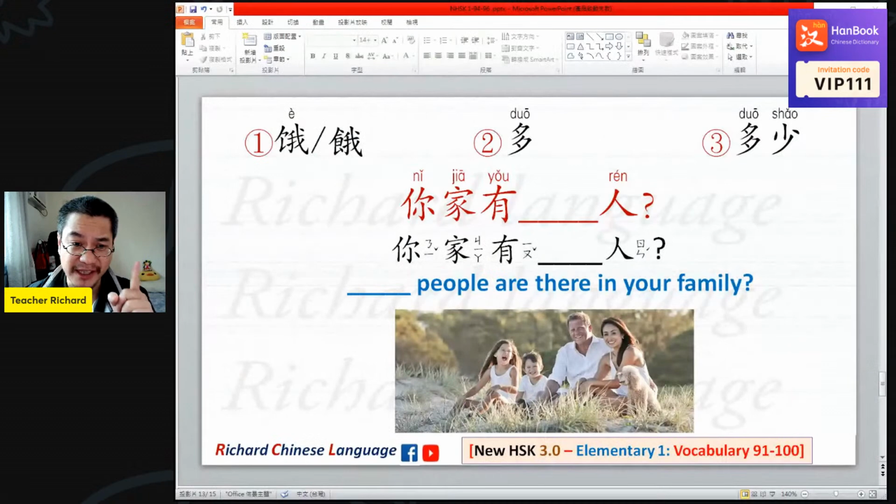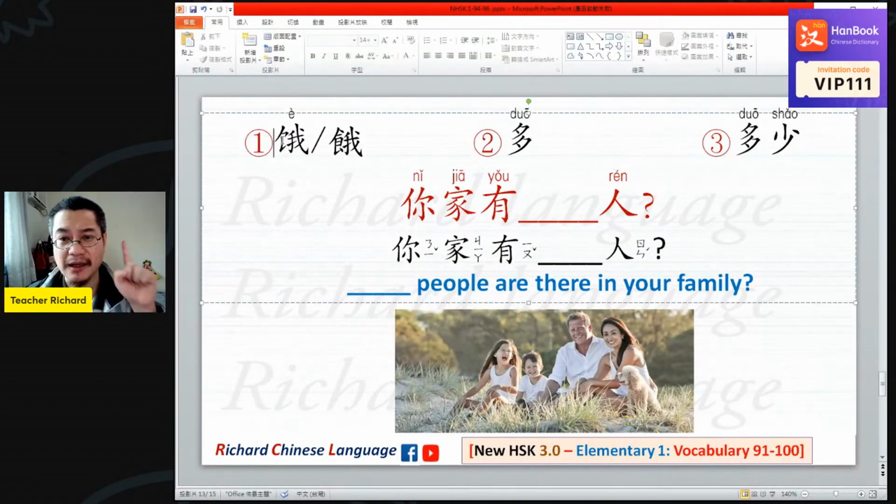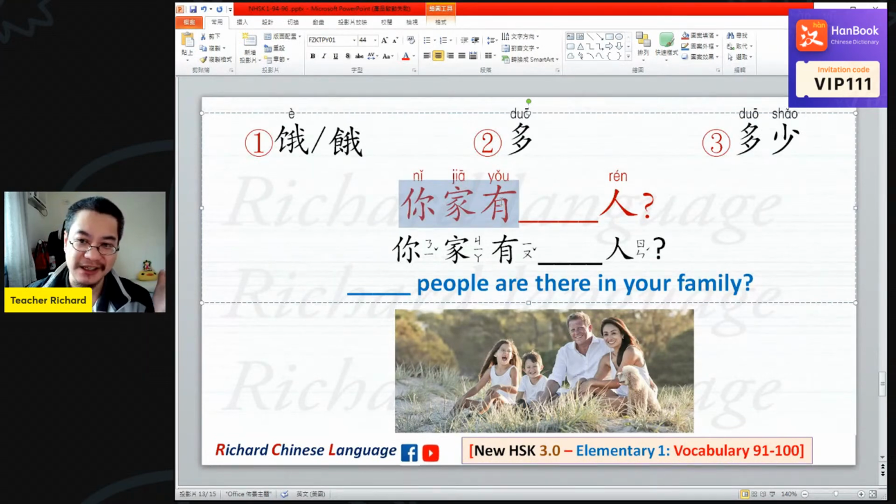And the last word is 饿, which means hungry. 很饿, very hungry. And now, quiz time. Let's do some more quizzes to make you better understand these phrases. Okay, 饿, 多, 多少. Okay, my question is, 你家有人?